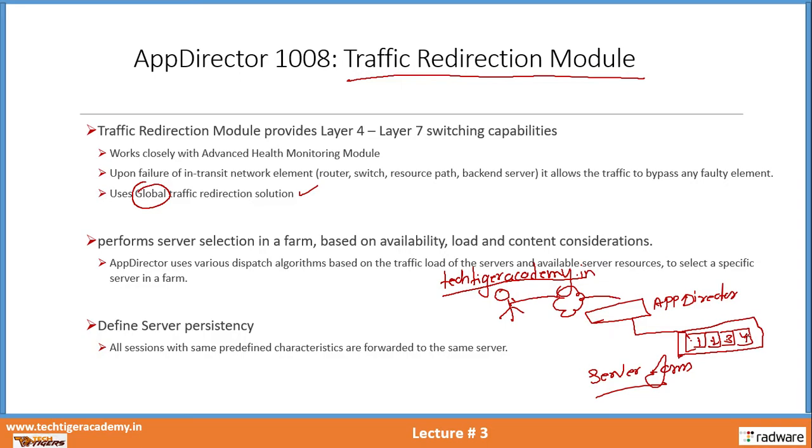So this traffic redirection module also performs server selection in the sense of which server is healthy, which server I should send the traffic to, which server I should send the next packet to process. This is done by the traffic redirection module. It also defines server persistency. This is very important. All sessions with the same predefined characteristics are forwarded to the same server.